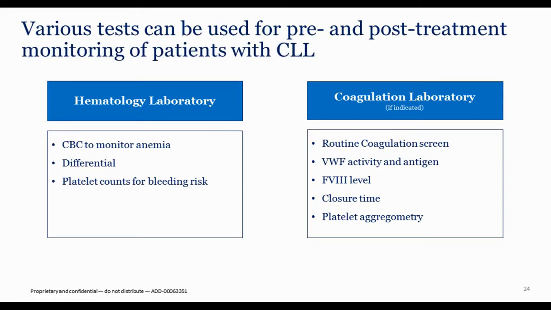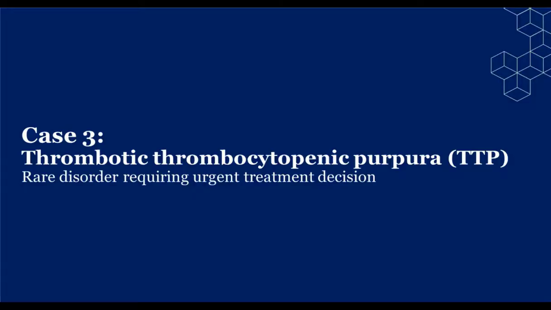In the coagulation laboratory, certainly the routine coagulation screen that we've described in terms of the PT and the APTT, and then some more specialized tests such as testing for von Willebrand factor activity and antigen for those patients who might develop an acquired antibody, factor VIII levels for patients who might develop an acquired hemophilia, and then we can do platelet function testing through measuring the closure time as well as platelet aggregometry.